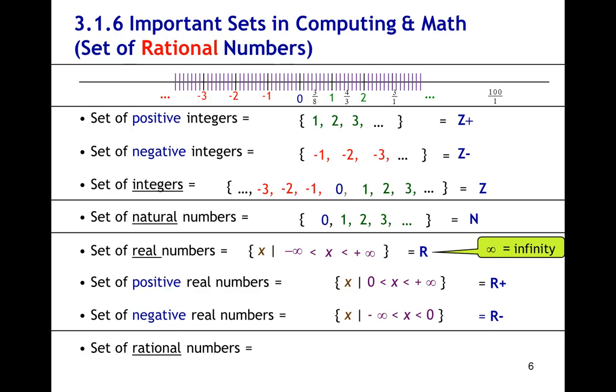To describe such a set, we say that the set of rational numbers is the set of little x such that x is written as m over n. And the conditions are that m must belong to the set of integers and n also belongs to the set of integers. And we give it a shorthand of capital Q.